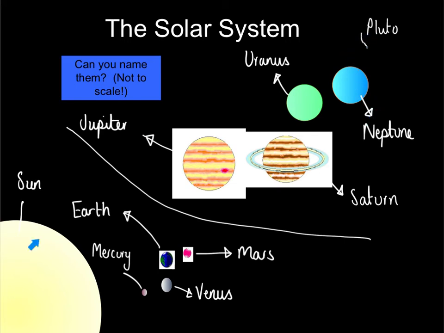And as we get further away from the sun, what do you think happens to the temperature of the planets? Temperature decreases. As we go further away from the sun, the temperature decreases. It's getting colder, okay? And we'll look at that next lesson.